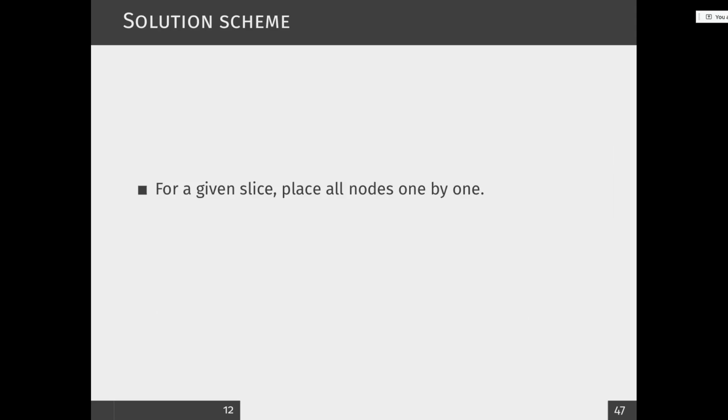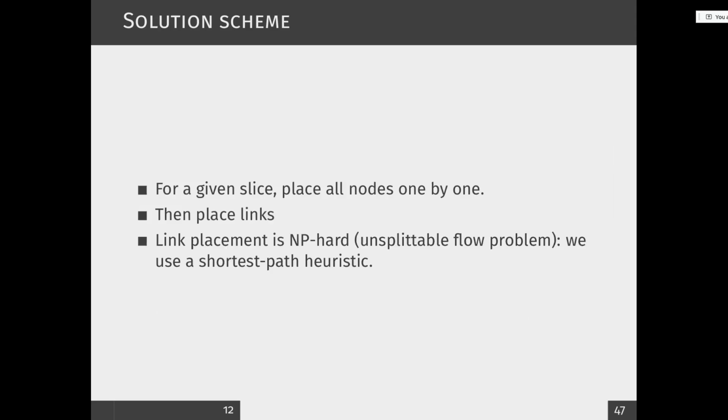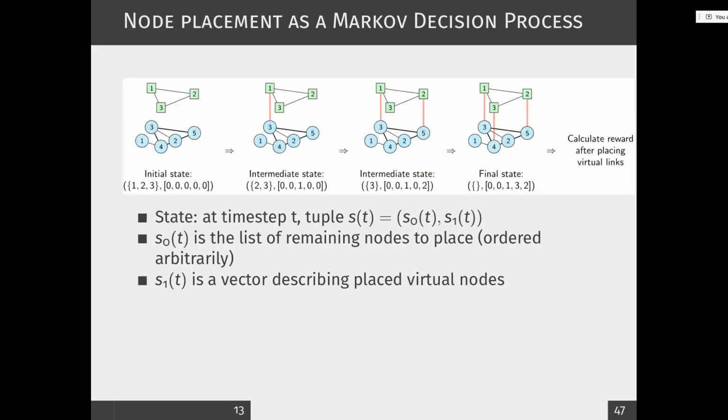In our solution, we place the nodes one by one, and then we place all the links at once. Link placement itself is NP-hard, so we just use a shortest path heuristic. Since we do reinforcement learning, we have to define our system as a Markov decision process. This is what it looks like.